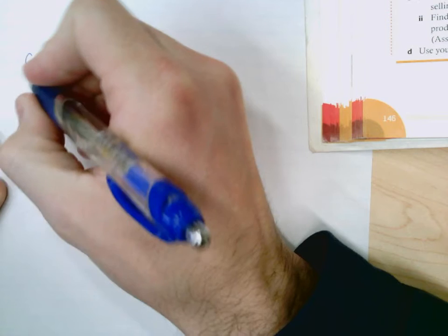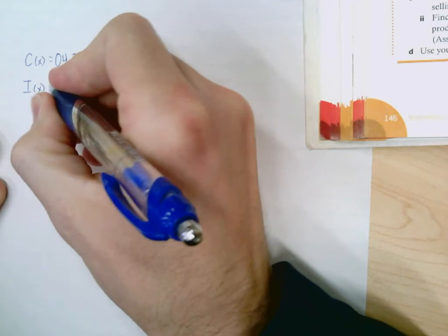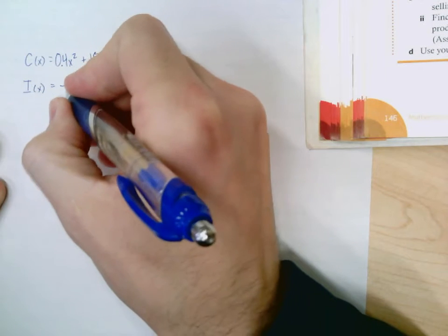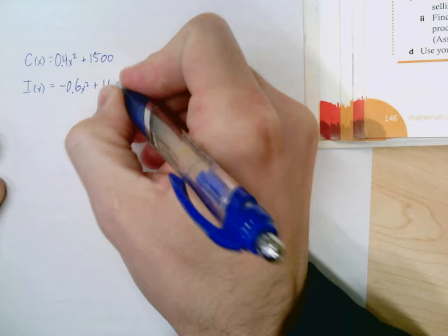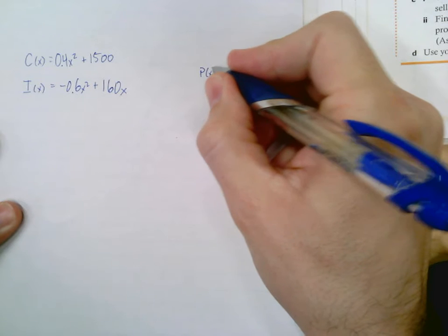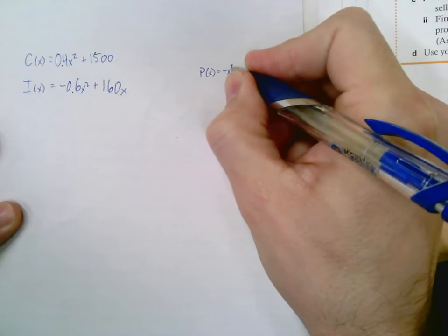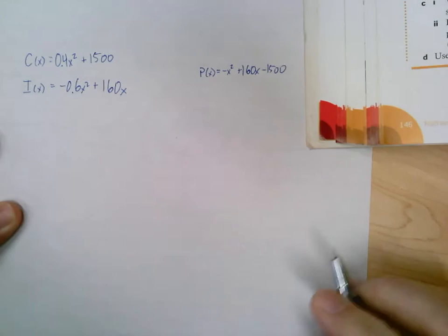1500, okay? And then it says the income, that's the money coming in. I like income. Income is good. Is negative 0.6x squared plus 160x. Okay, so I got a quadratic here, and I have a quadratic here. Ooh, quadratics, we like quadratics. Okay, and so now what it wants us to do is show that the monthly profit can be calculated using the function, and then it gives us a function, and it wants us to show that this works. P of x equals negative x squared plus 160x minus 1500.